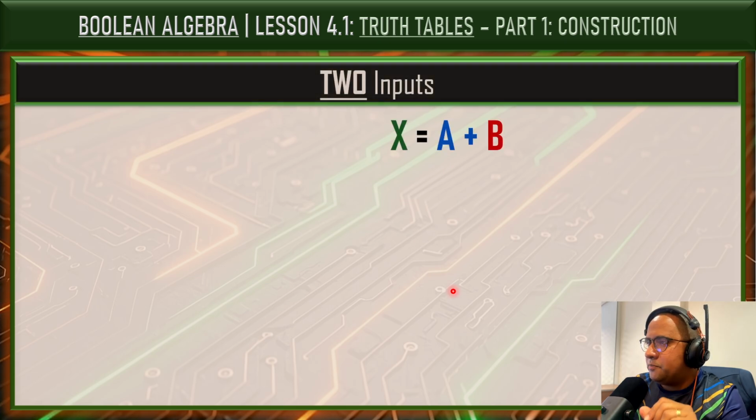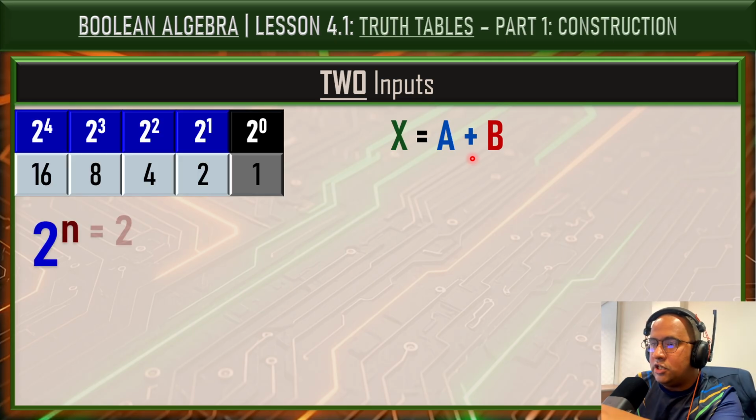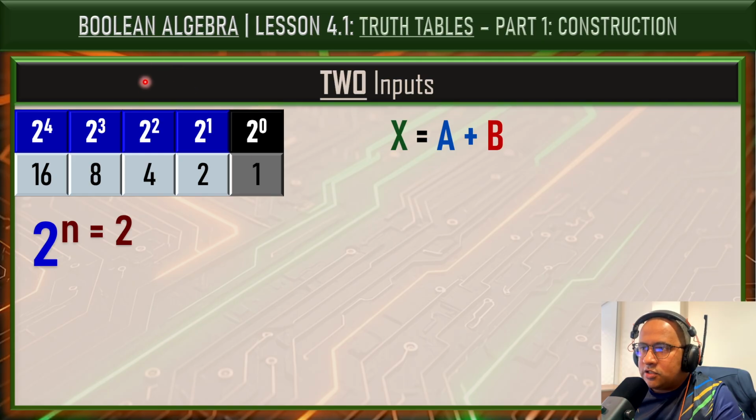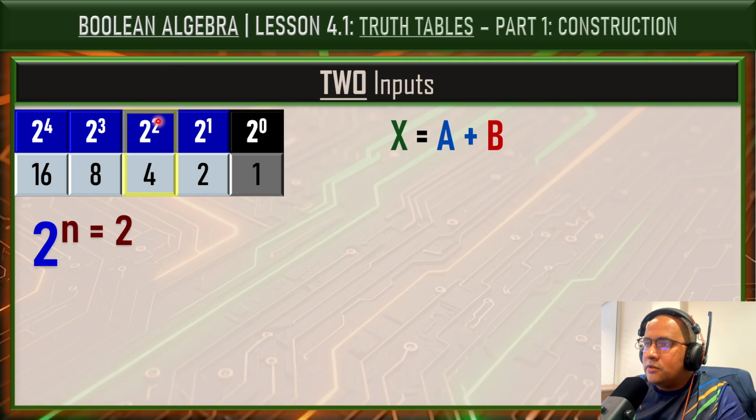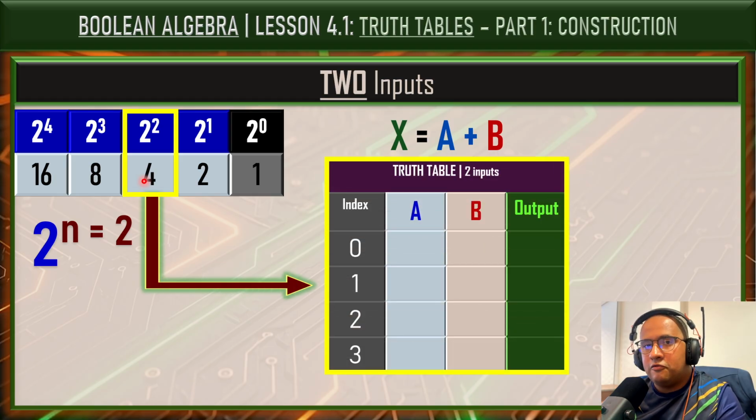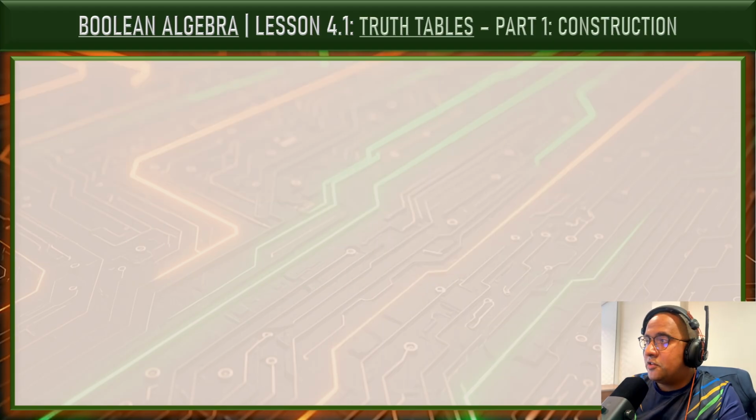Here we have a Boolean expression with 2 variables. So in this case, we have 2 inputs. That means n equals 2. So we calculate 2 to the power of 2, which gives us 4. That means this truth table will have 4 rows. In other words, 4 input combinations, okay? As we increase the number of inputs, the number of combinations also increases. Let's move on to the third example.